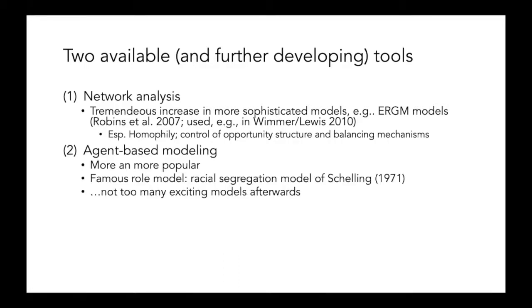And we also have the tool of agent-based modeling, which is explicitly addressing these red parts, and which has also become more and more popular in recent years. The famous role model, the model number one we would all mention, is Schelling's model on racial segregation, dealing explicitly with integration-related phenomena. But it is also safe to say that there are not too many exciting models after Schelling. We still mention Schelling as the model. So there is a lot to be done on this side.